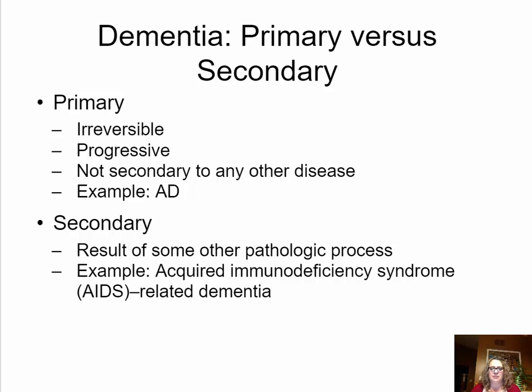Primary dementias are irreversible and progressive and not secondary to any other disease. For example, Alzheimer's disease is a primary dementia. Secondary dementia is the result of some other pathologic process. For example, you can have AIDS-related dementia. There's also vascular dementia related to cerebrovascular disease. And there's Parkinson's dementia, and then also substance abuse dementia. These would all be considered secondary dementias.